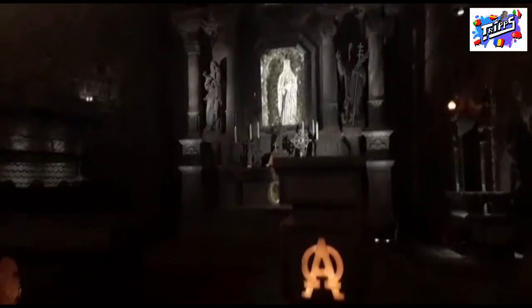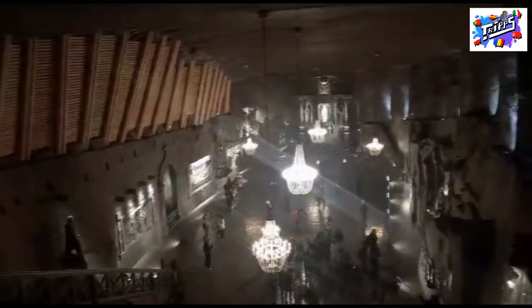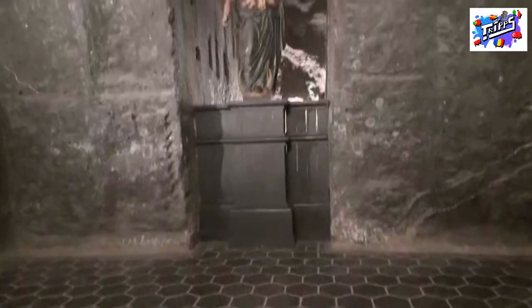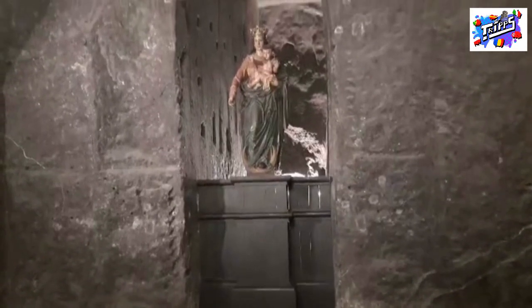The heart of the mine is the chapel of Saint Kinga, filled with beautiful religious low relief sculptures illustrating events from the New Testament, carved in salt at the turn of the 19th and 20th century. The floor is carved from a single block of salt, and several chandeliers that lit the chapel are made of salt crystals.